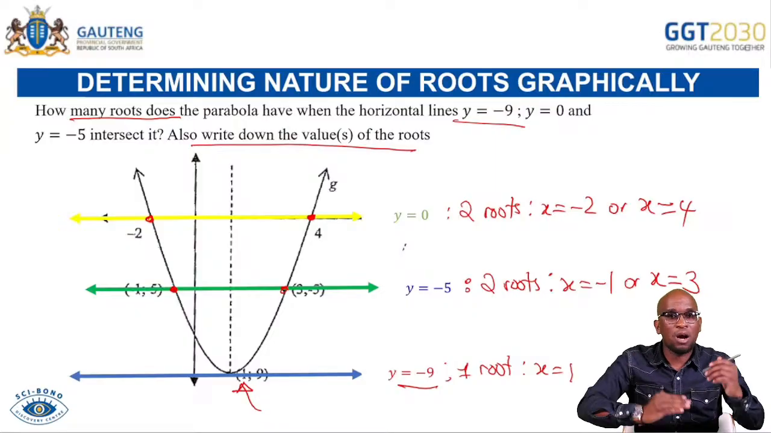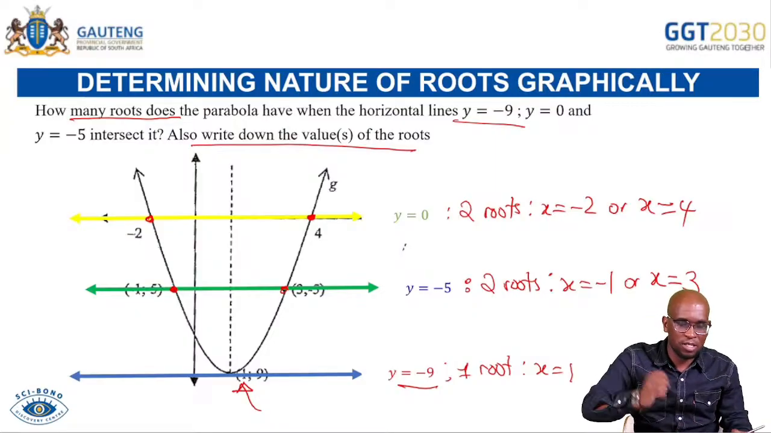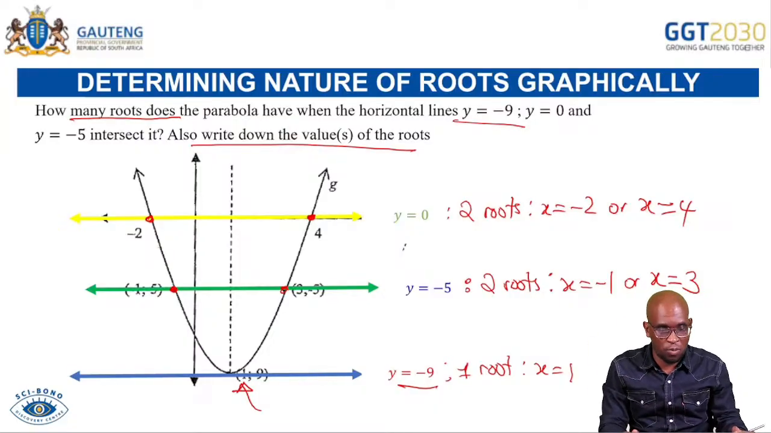So that is how, when we move a line, you can check how many roots the graph has, and you can write down the value of those roots if possible.